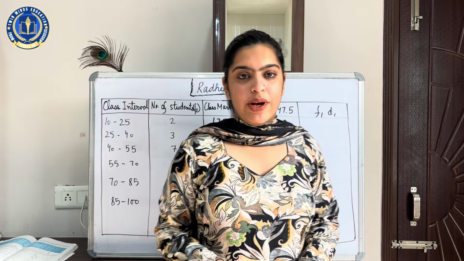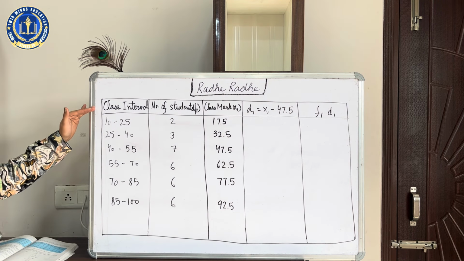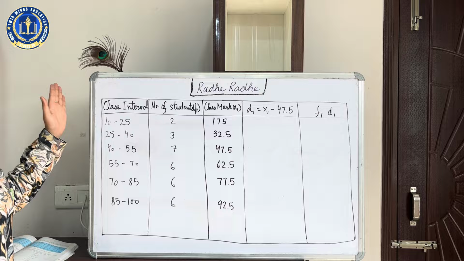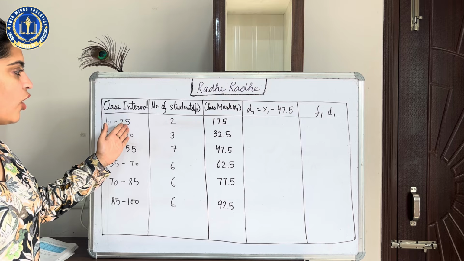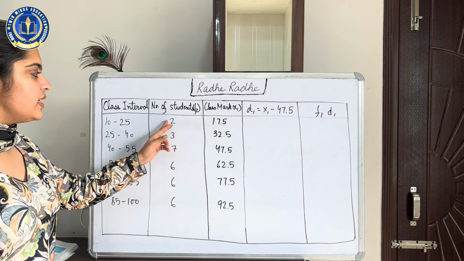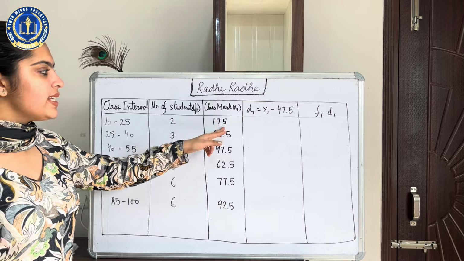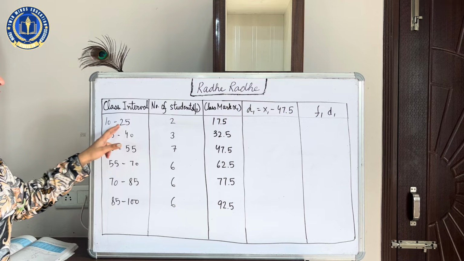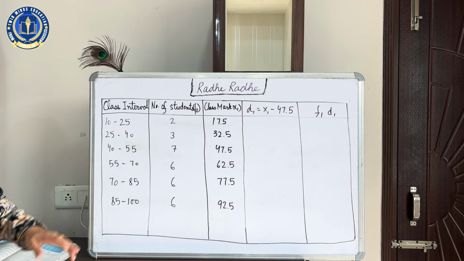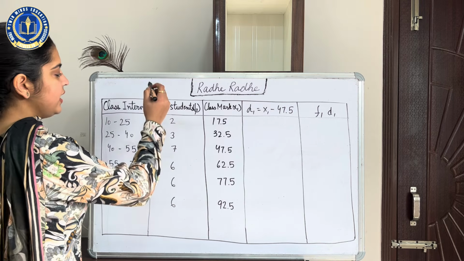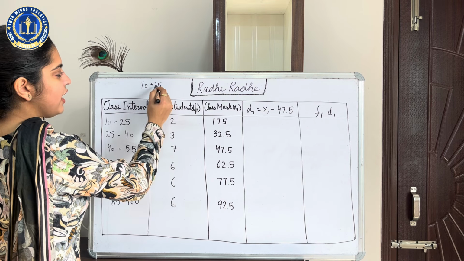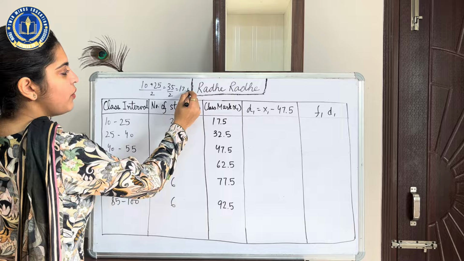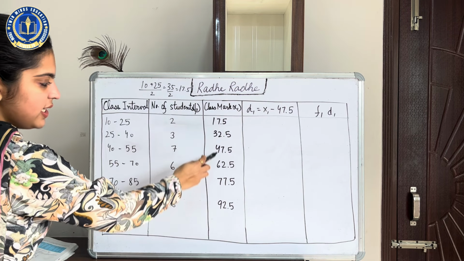Now children, look at the question. In this question, we have been given class interval. Already explained what is the meaning of class interval. This means from 10 to 25, how many children are lying, that is the frequency, this 2. What is the class mark? Class mark was done in the previous video. Class mark means the middle of these two values, 10 and 25. The middle is 17.5. How do we calculate that? 10 plus 25 by 2 gives us 35 by 2, which makes 17.5. Hence, we have calculated all these values.